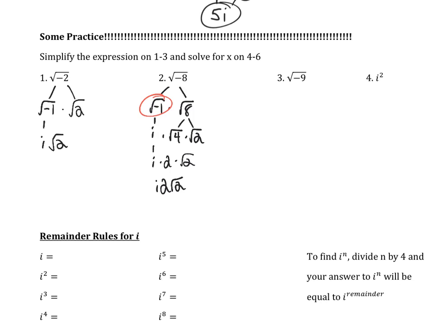Root negative 9, I'll let you do that on your own if you want to. It's pretty straightforward. i squared, another one I'm curious about. What is i squared? Well, if we break i squared down, it's really i times i. Hopefully that makes sense. i squared is i times i. And i is root negative 1 times root negative 1.